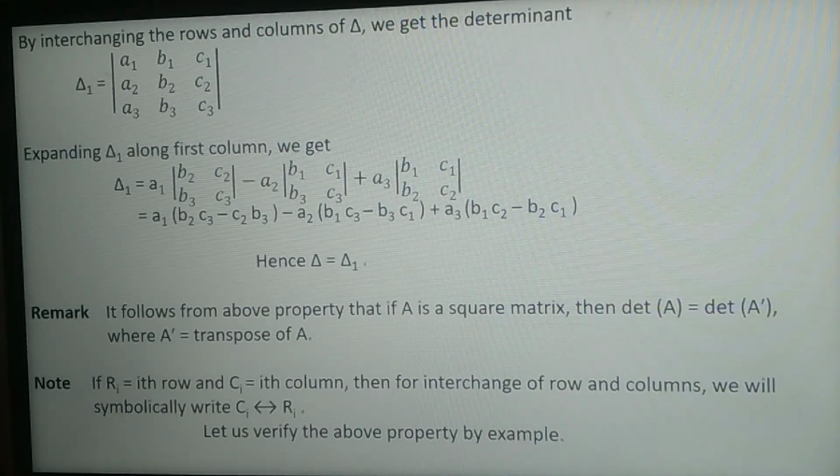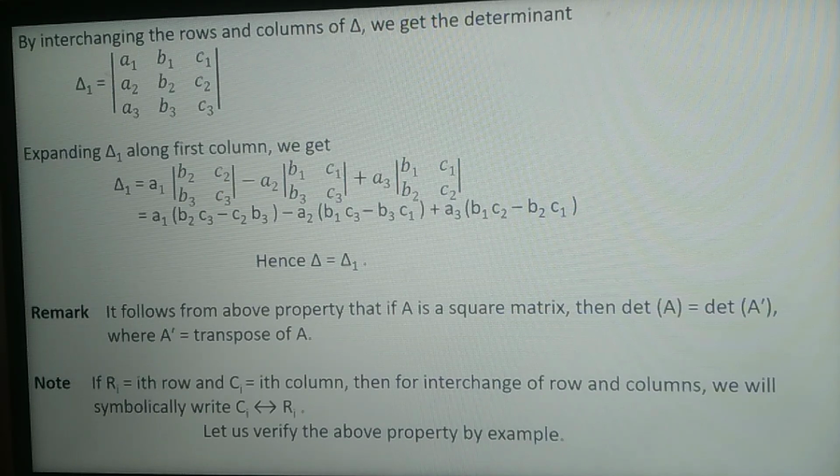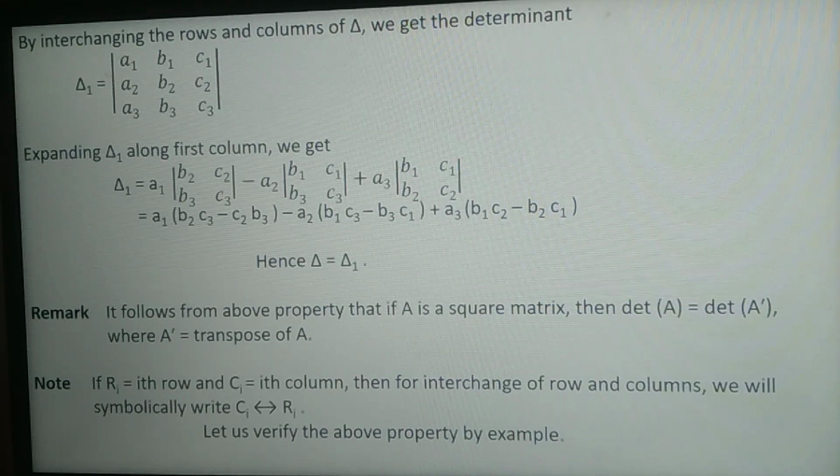Note, if Ri is equal to ith row and Ci is equal to ith column, then for interchange of rows and columns, we will symbolically write Ci arrow mark Ri. Now let us verify the above property by an example.